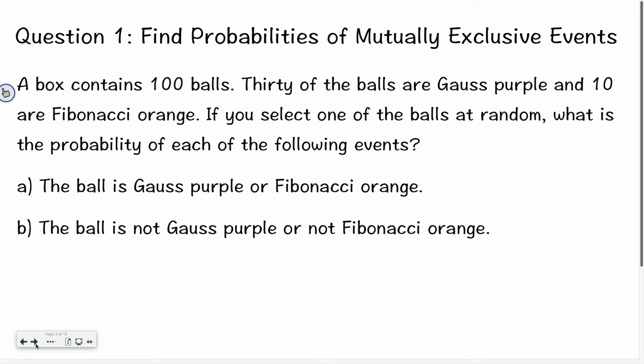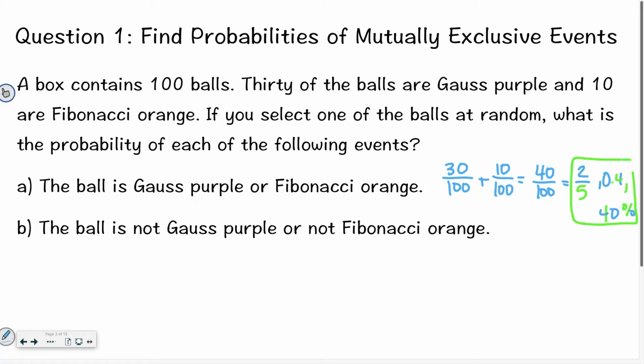Hopefully for letter A, you said Gauss purple has a 30 out of 100 probability. The Fibonacci orange has a 10 out of 100 probability, and together that is 40 over 100. Or I can say that reduces to 2 over 5, or I could say 0.4, or I could say 40%, and my smartboard is going crazy. I am sorry for the ridiculous colors there.